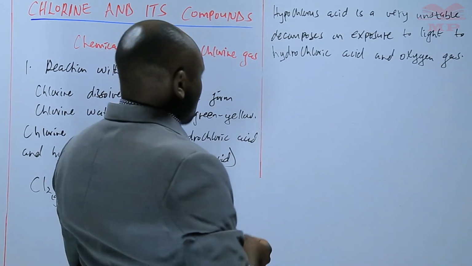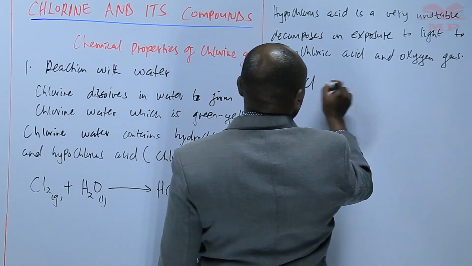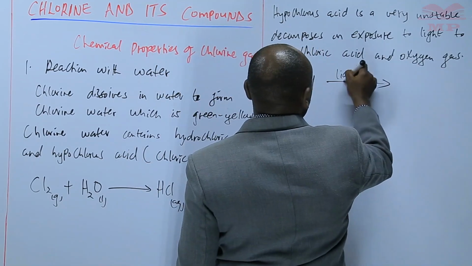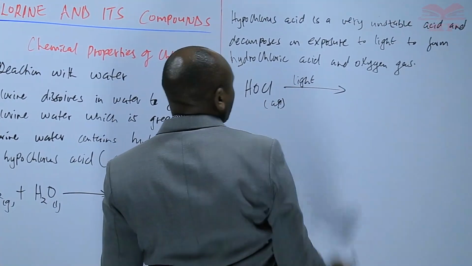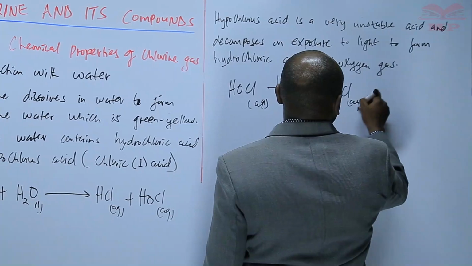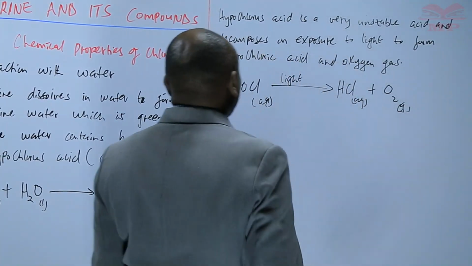So in this case, the hypochlorous acid, once it is exposed to light, it decomposes to form hydrochloric acid plus oxygen. So there is oxygen gas that is released there.